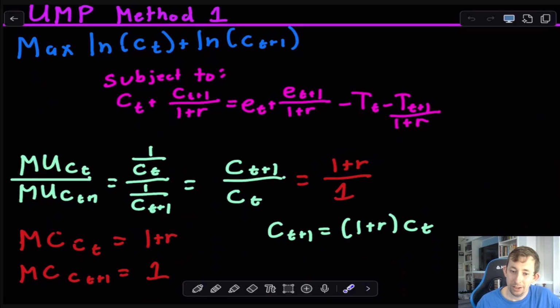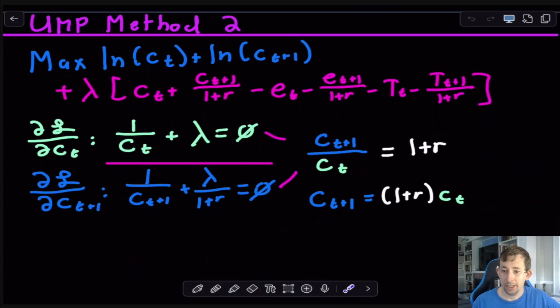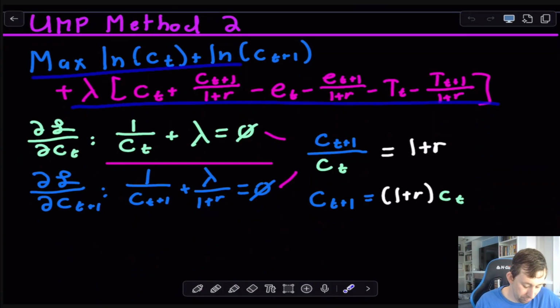What is the price of eating a coconut tomorrow? Well, we're just going to say it's 1. So this tells you that C_T plus 1 is 1 plus R times C_T. If you've done Lagrangian optimization, you're going to see that we get the same exact answer. So here's my Lagrangian here. I'm going to take first order conditions.